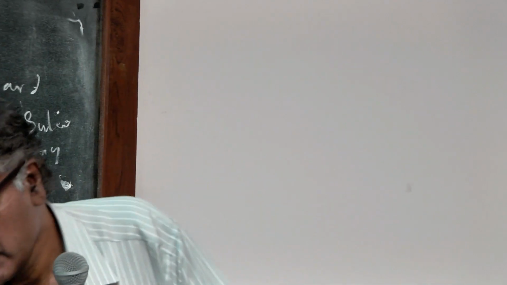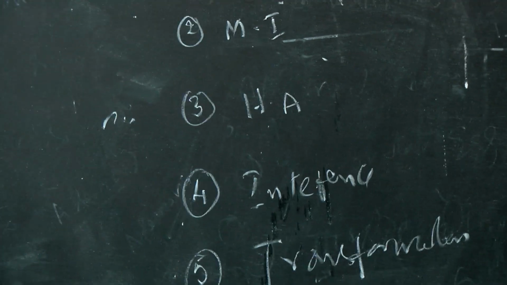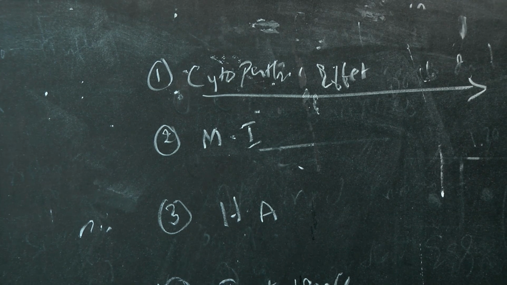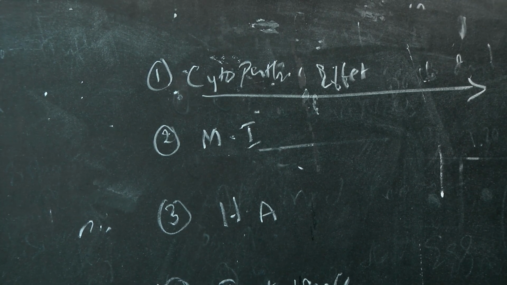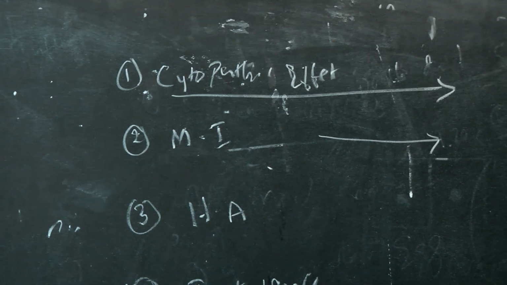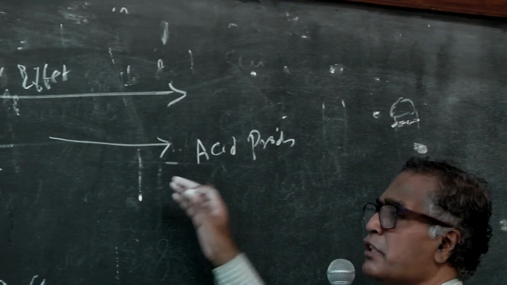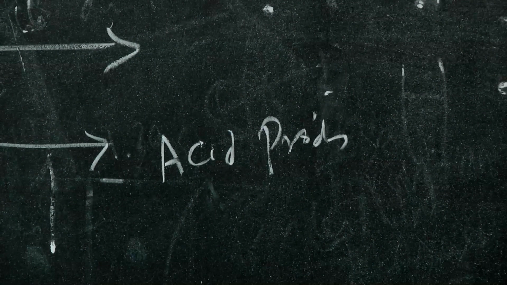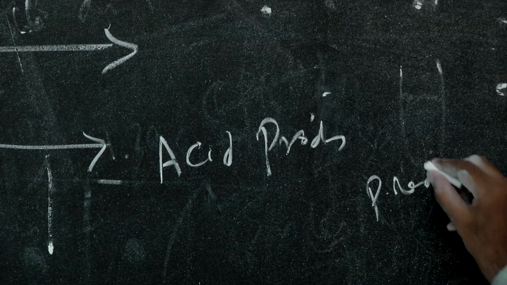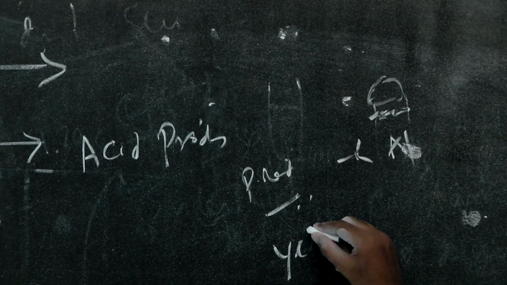Then coming to metabolic inhibition. What happens whenever a cell is growing? In the growth medium, all the cells will grow. Normally when a cell grows, it undergoes metabolism. During metabolism, acid is produced. It is a routine thing. And one of the important constituents in the growth medium is phenol red. This phenol red is red in an alkaline environment and it becomes yellow in acid.